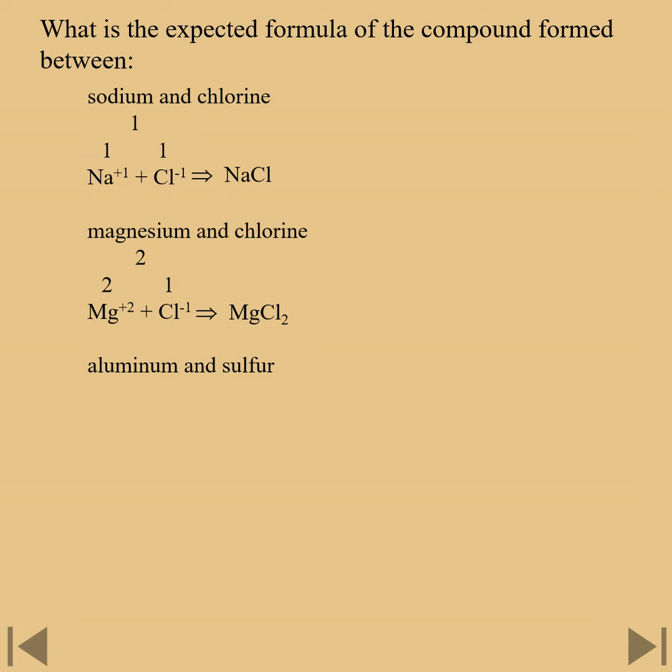For aluminum and sulfur, aluminum, Al, is going to form a +3 ion. Sulfur is going to form a -2 ion, so there's my bonding numbers. Least common multiple of 3 and 2 is 6, and what's that 6 tell us? +6 is balancing -6, and hence 2 aluminums are needed and 3 sulfides.